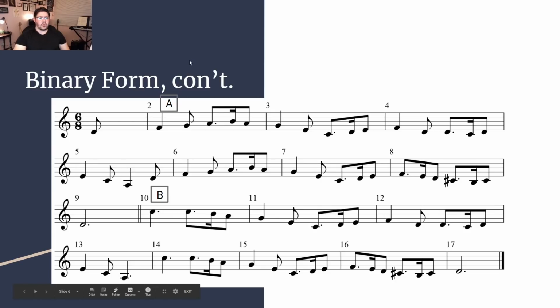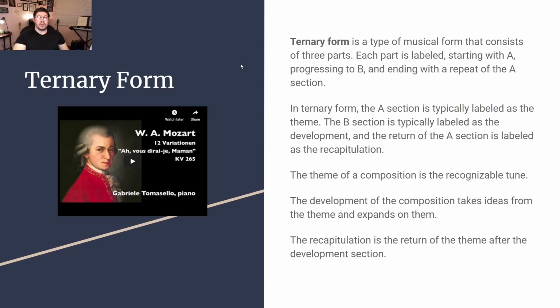All right? So hopefully you can start to see a little bit of that for our binary form, those two different parts. Now we're going to move on to ternary form. So ternary, which is a little bit of a weird word, but that's okay. Ternary is a type of musical form that consists of 3 parts this time. Each part is labeled, starting with A, which progresses into B. It ends this time with a repeat of the A section.